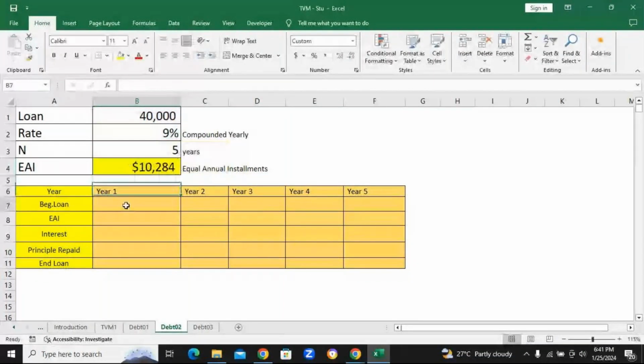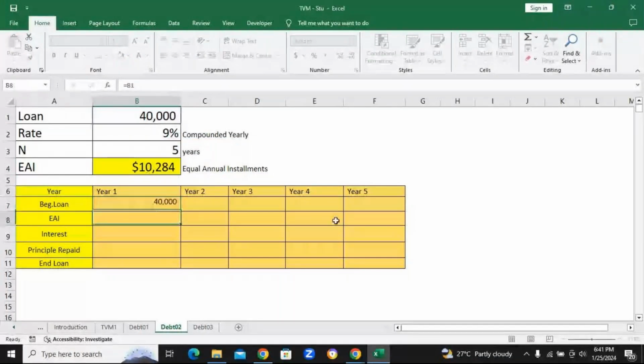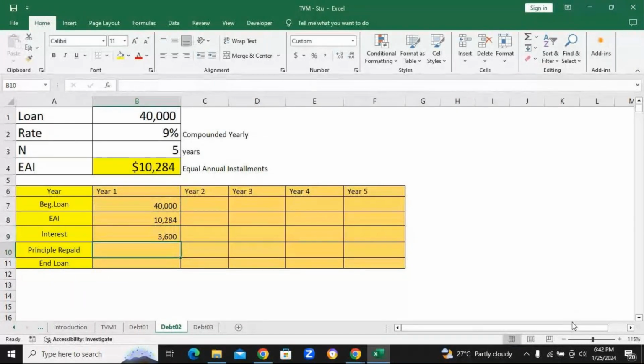So I'll make it minus. The beginning of loan amount equals 40,000. EAI, so I'm going to take the EAI value. Interest is 40,000 into 9%. Principal repaid equals EAI minus interest. End of loan amount is 40,000 minus principal repaid.